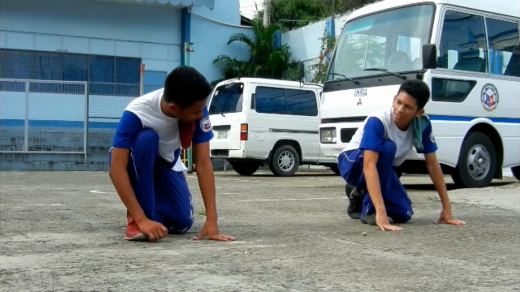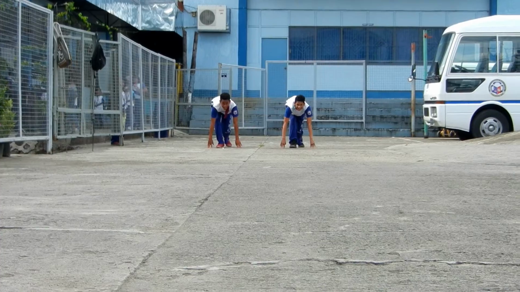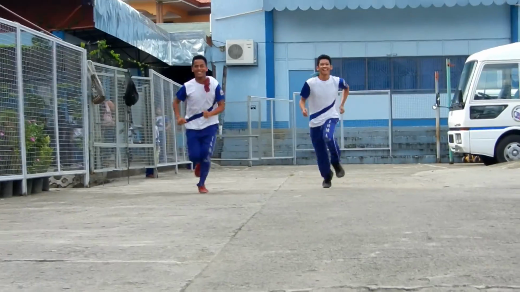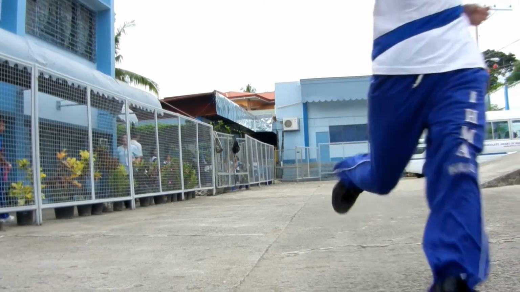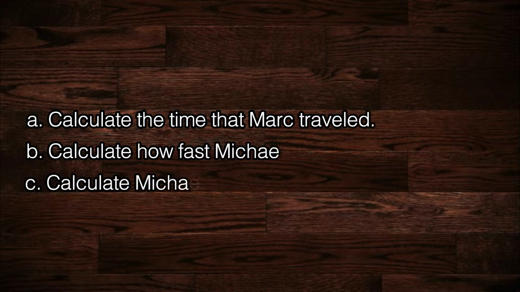So it was said that these two friends, Mark and Michael, decide to have a friendly race. Mark wins the race as he was faster than Michael. Then we were given three follow-up questions. First, calculating Mark's time. Second, calculating how fast Michael was. And lastly, calculating Michael's velocity.